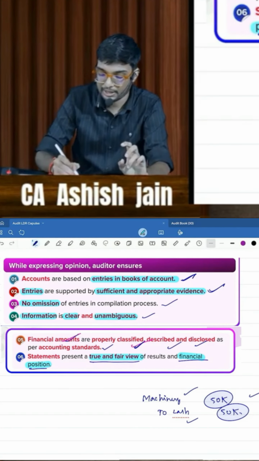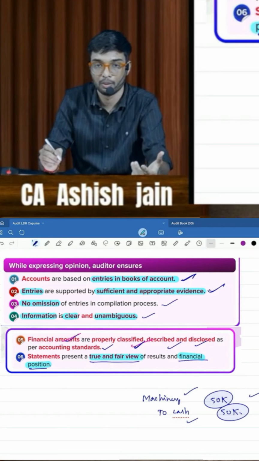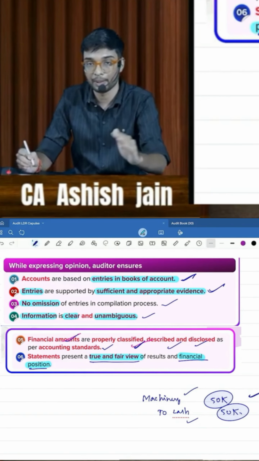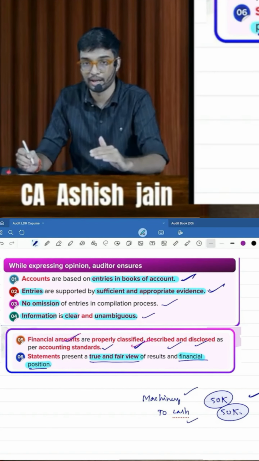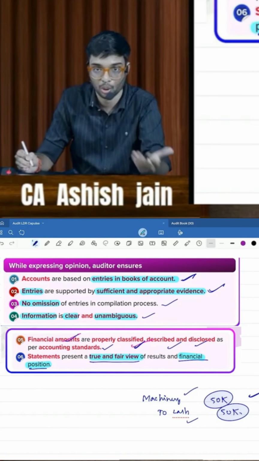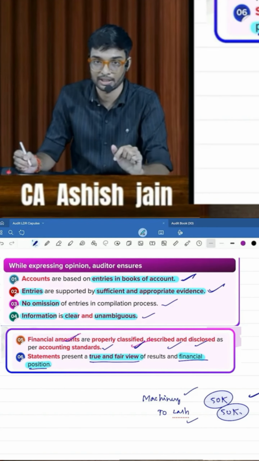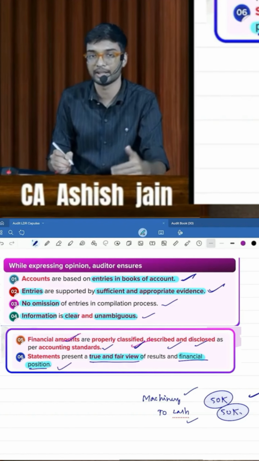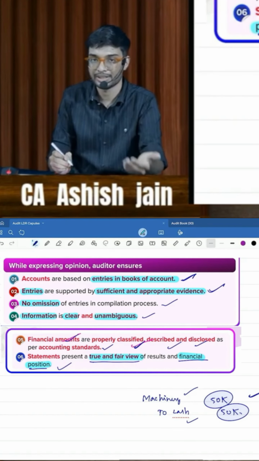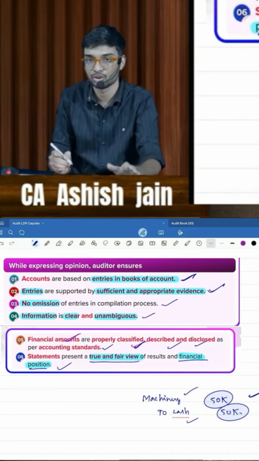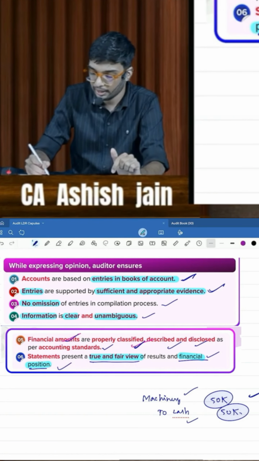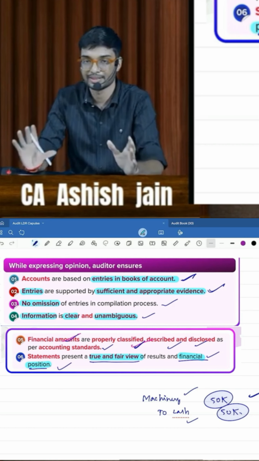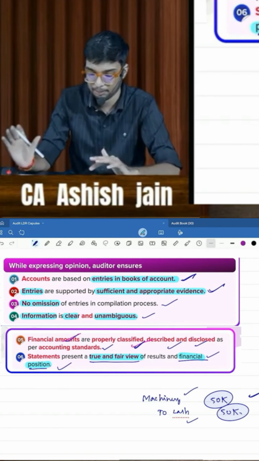and information should be clear and unambiguous. Then comes the financial amount: whatever financial amount has been put in the entry has to be properly classified and properly disclosed as per Ind AS or AS, that is, as per the applicable financial reporting framework. Then whatever statements are being presented, that is the balance sheet and P&L, show a true and fair view and a good financial position.